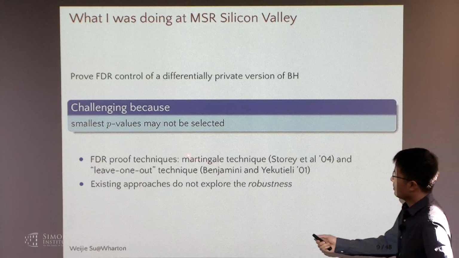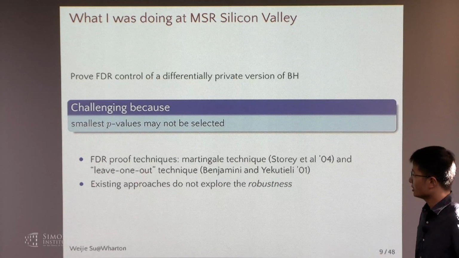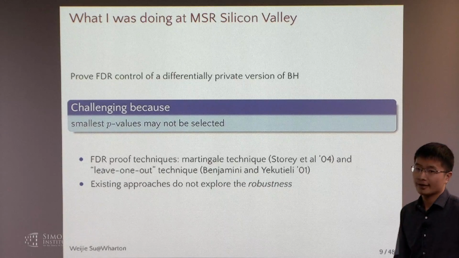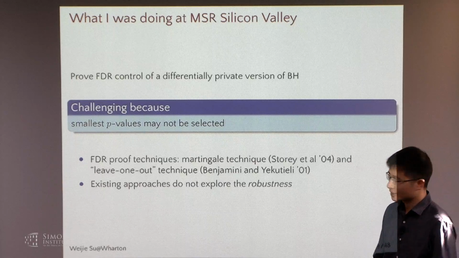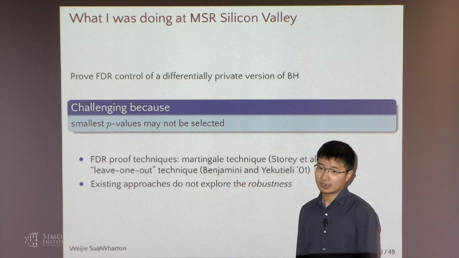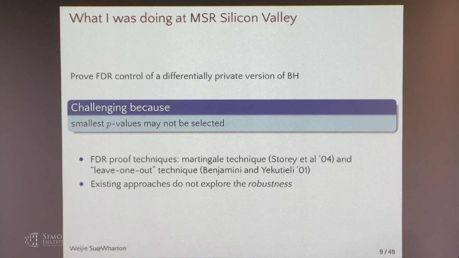Existing proofs, like the martingale techniques of Storey et al. and the Leibniz technique of Benjamini and Hochberg, all require a property that below the set threshold, everything is a rejection. Here that is not satisfied, so they cannot work here. It's a kind of hindsight. As you will see, this is because existing procedures do not explore the robustness of the procedure. And actually, this is the whole point of the talk today.